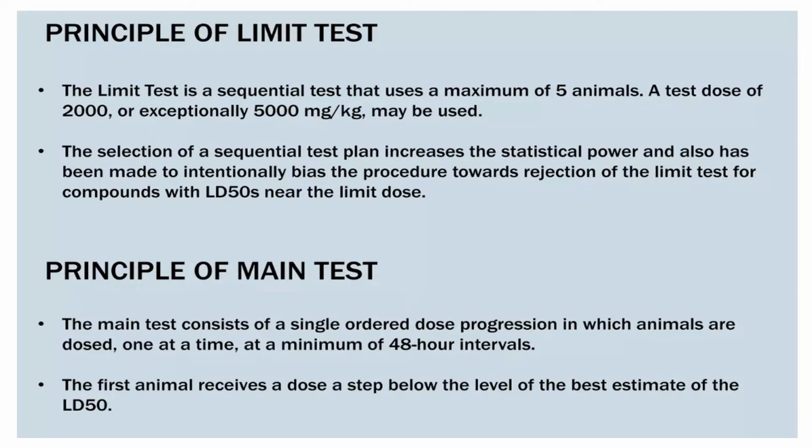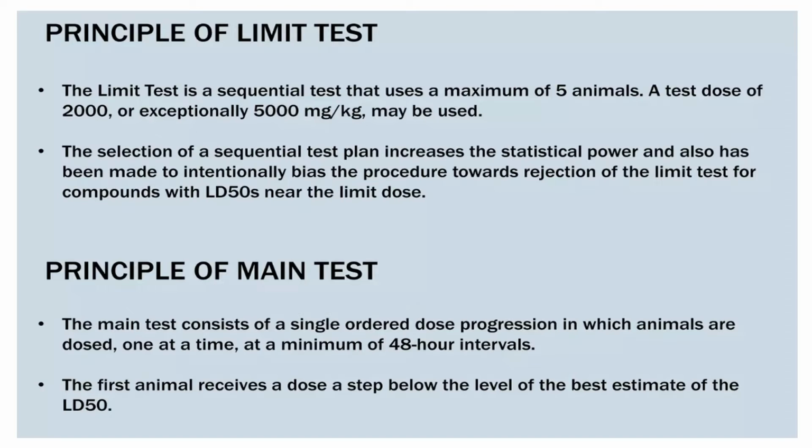As per 175, we have to go according to the dose progression factor of 3.2, in multiplication of 3.2, and we have to give one dose to one animal. Then we have to wait for 48 hours. If there is no death, then we can give the further dose, like 550, or more than that, 1750 around. So this is how we can go further.